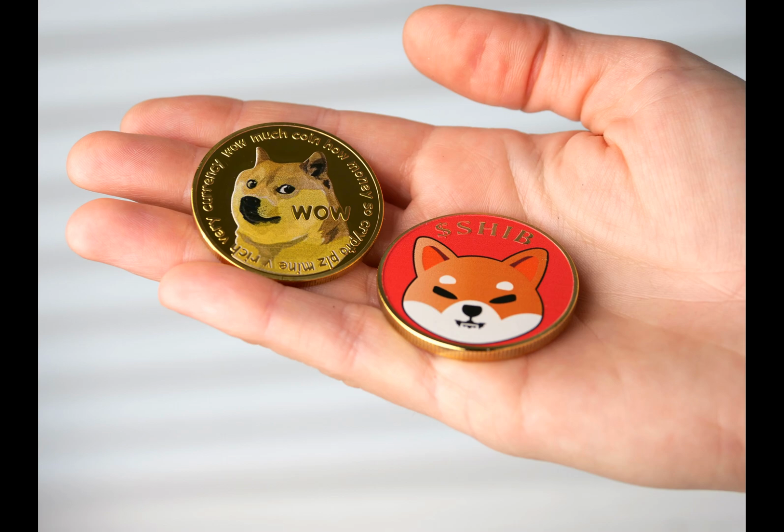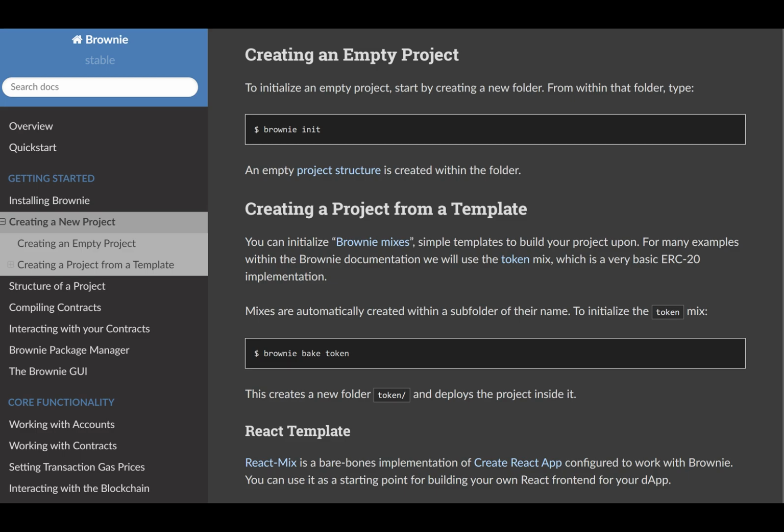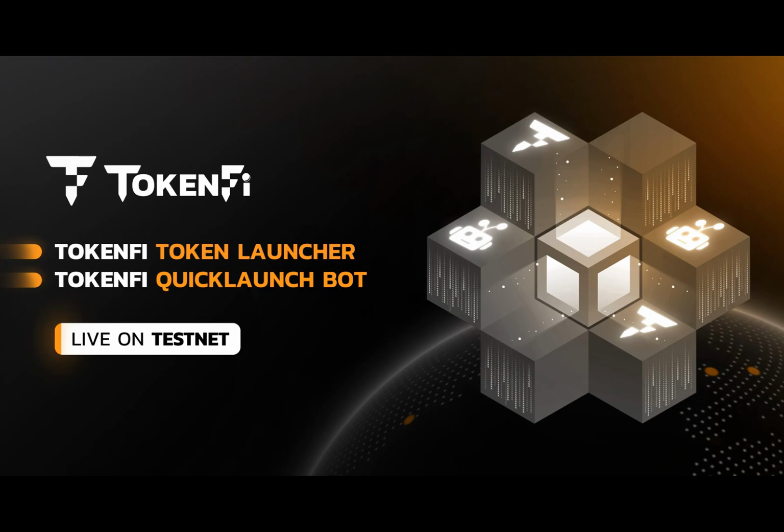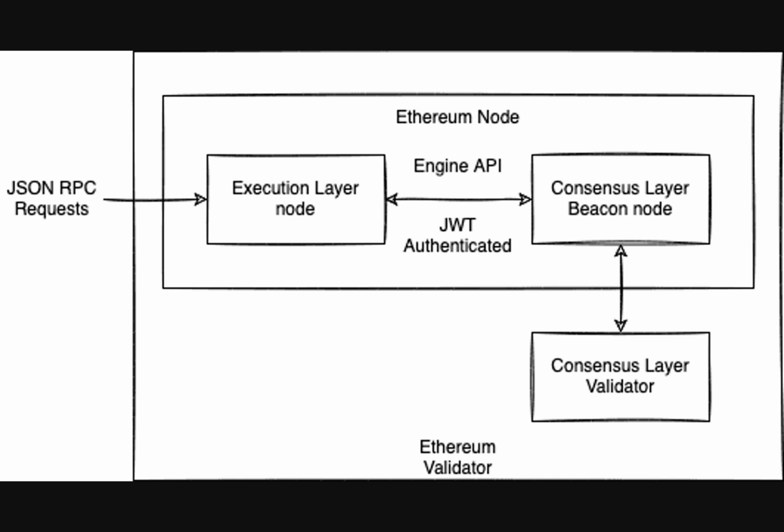Here are some aspects on how to create a crypto token on Ethereum. Solidity is a programming language designed for developing smart contracts on the Ethereum blockchain. It shares similarities with JavaScript and C++, but includes additional features and syntax tailored for Ethereum smart contract development. And what does that mean for you?